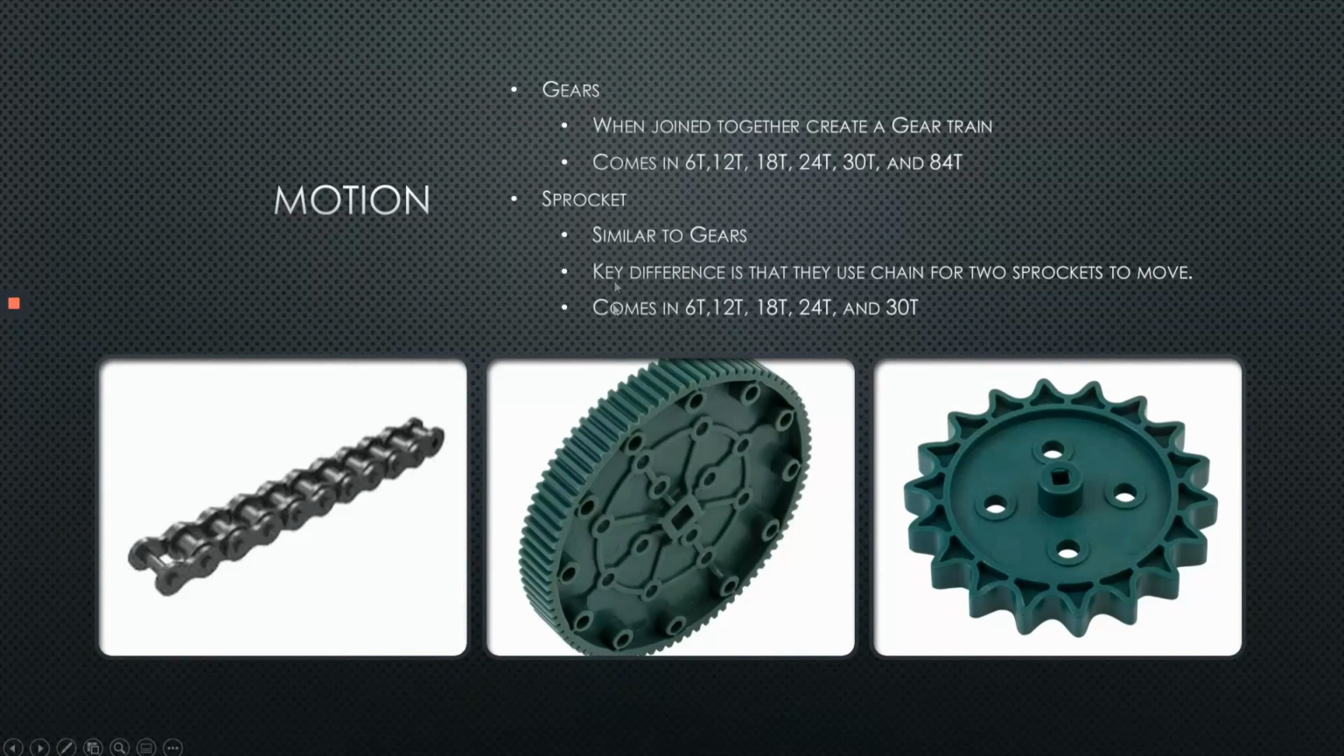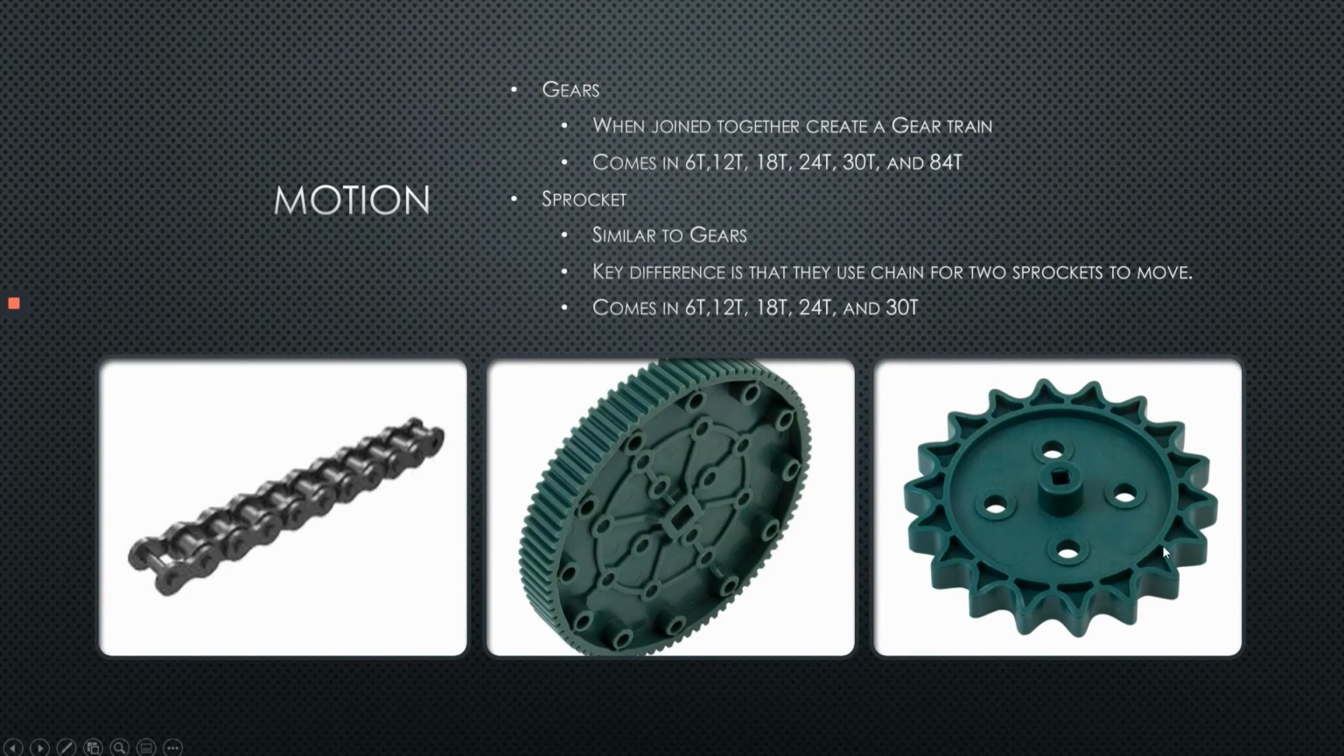Continuing on with motion, we have two other major components, gears and sprockets. These can sometimes be confused, but we'll talk about them here. In the middle picture, we see a gear. Two of these have to be in direct contact to form a gear train, so two or three, and they come in all these different sizes. The T stands for tooth. Right here, this is the biggest one. This is an 84 tooth gear. You just count the little edges it has to see how many teeth it has.